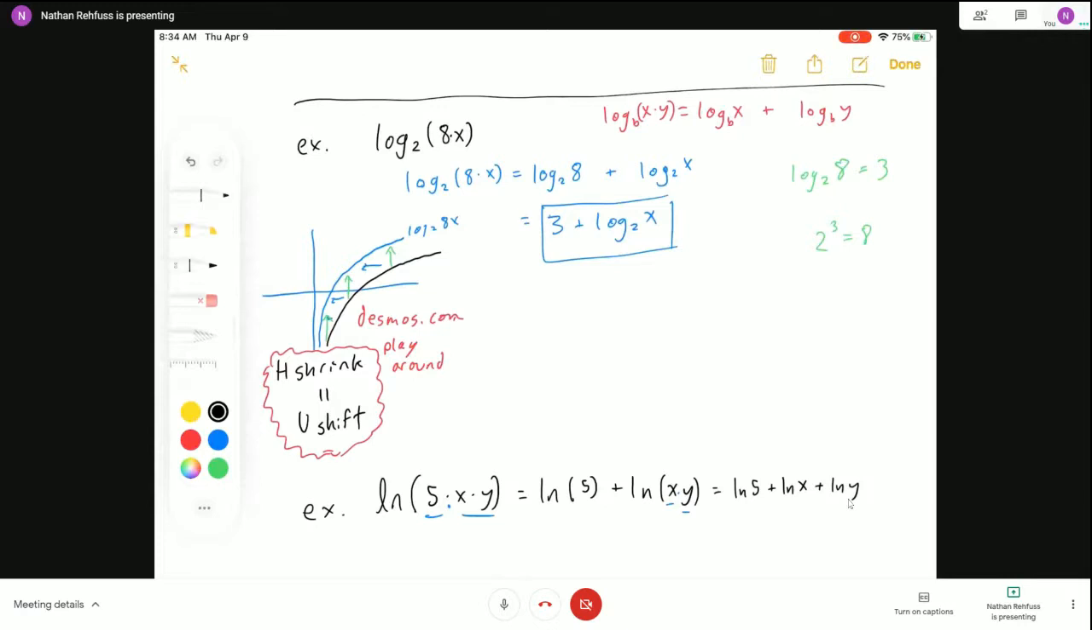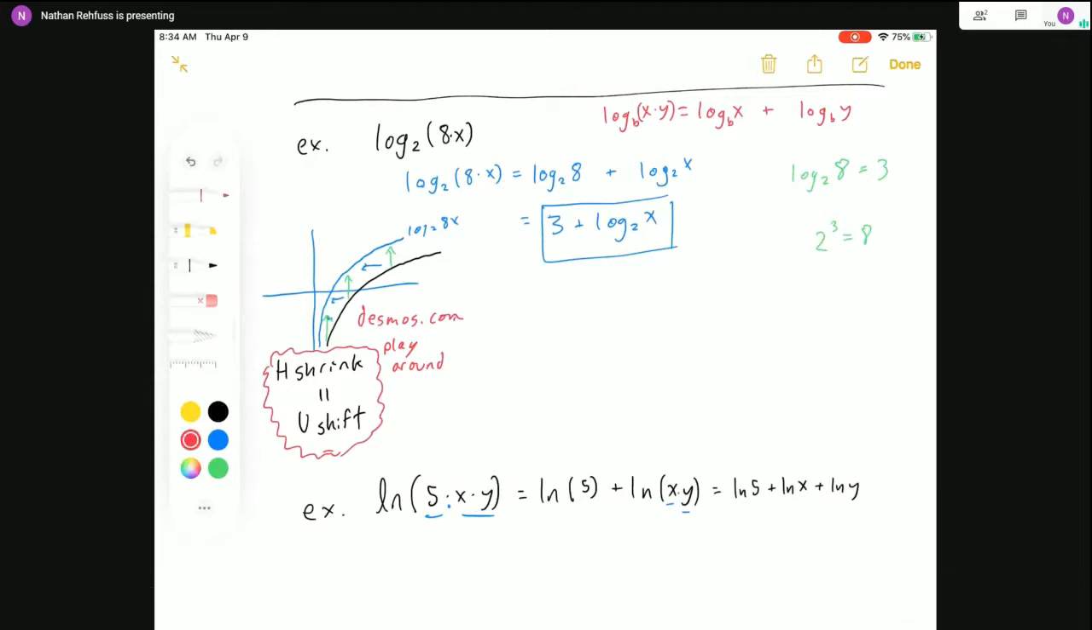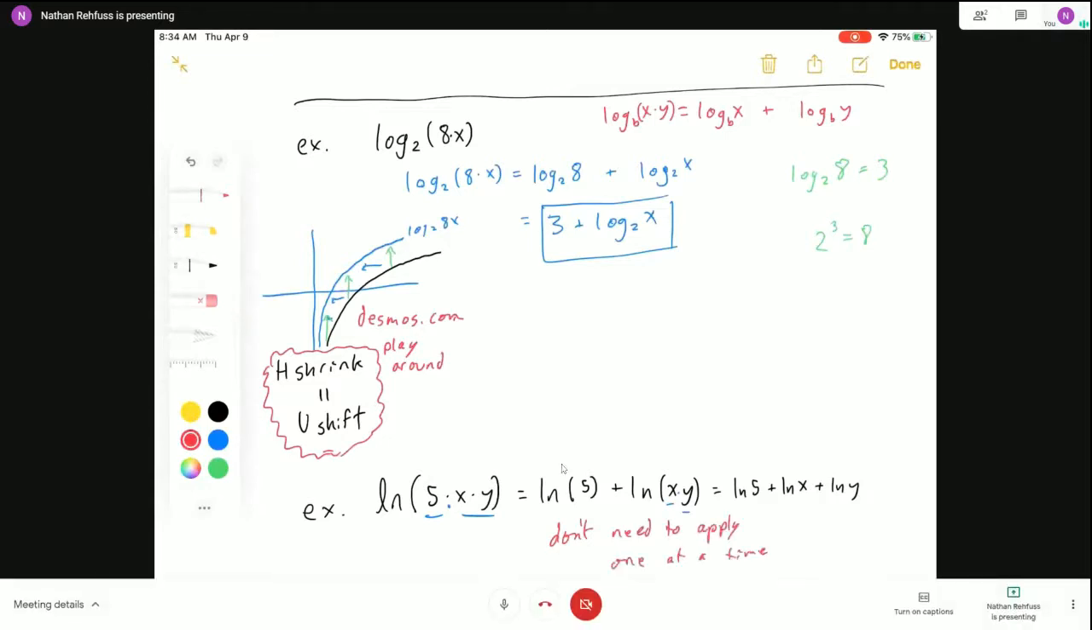But what we're seeing from this example is we can chain this property together. I did the natural log of 5 times x times y, and that ended up being the same as the natural log of 5 plus the natural log of x plus the natural log of y. So in the future, we don't always need to apply this property one at a time. I can just say I have two multiplication signs inside, and I can turn them both into addition outside.